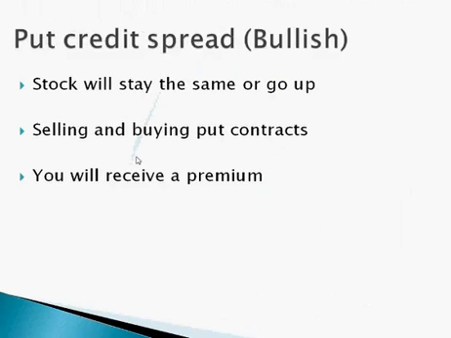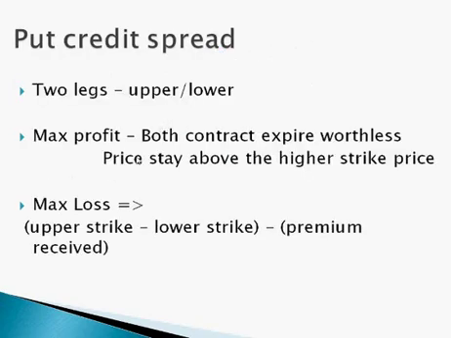Now let's look at a put credit spread. This is a bullish position. You're going to make money if the stock stays the same or goes up. You're simultaneously selling and buying put contracts with different strike prices but the same expiration dates. When you place this, you're going to receive a premium. Now, this is going to have two legs, as I mentioned: a higher, the upper, and then the lower strike price.